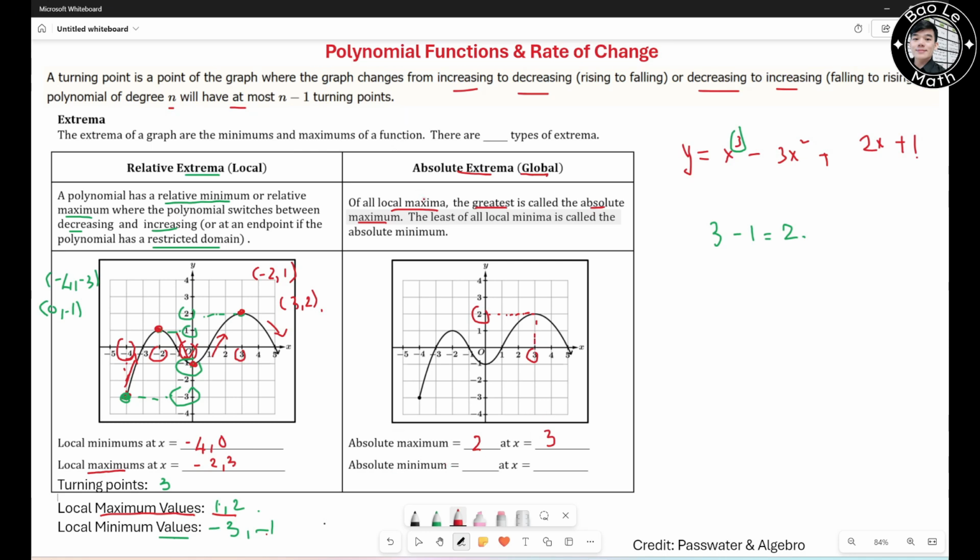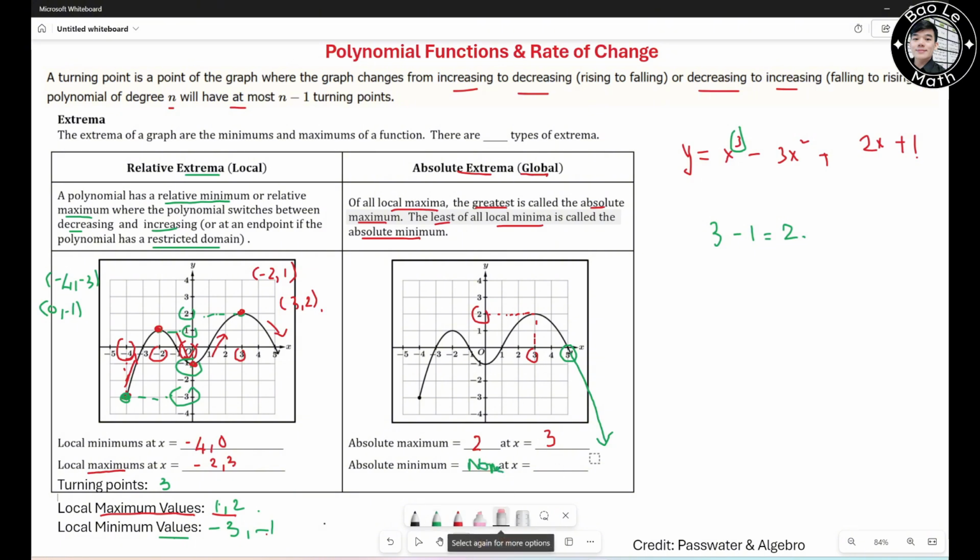Now, the least of all local minima is called the absolute minimum, right? Now, for the absolute minimum, they ask you to find the least y value of the function. Now, the least y value of the function is undefined because we look at the right hand side right here. We see the arrow right here, which means the graph keeps going down forever. So this one, none.